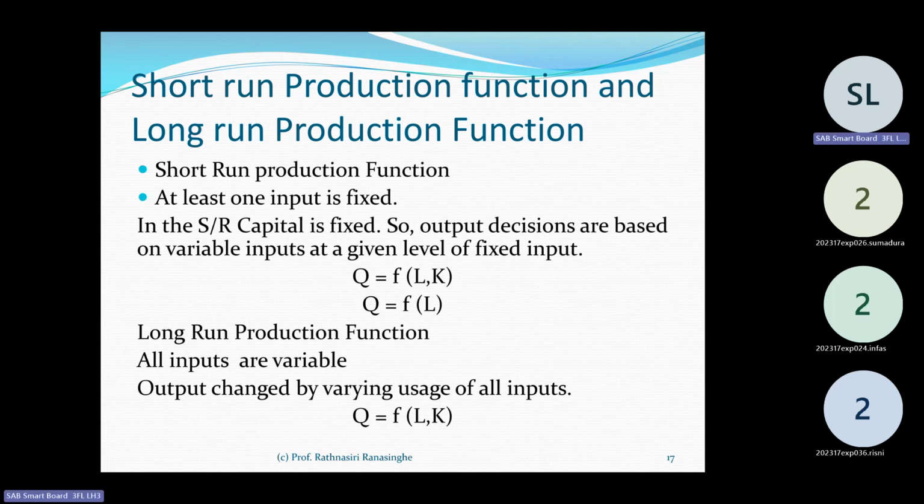In the long run, we know that all the variable inputs are varying, since we expand the business in order to reach the highest output level. There we see all the factors, labor and capital, are variable. So we can use the Cobb-Douglas production function to explain the long run situation.